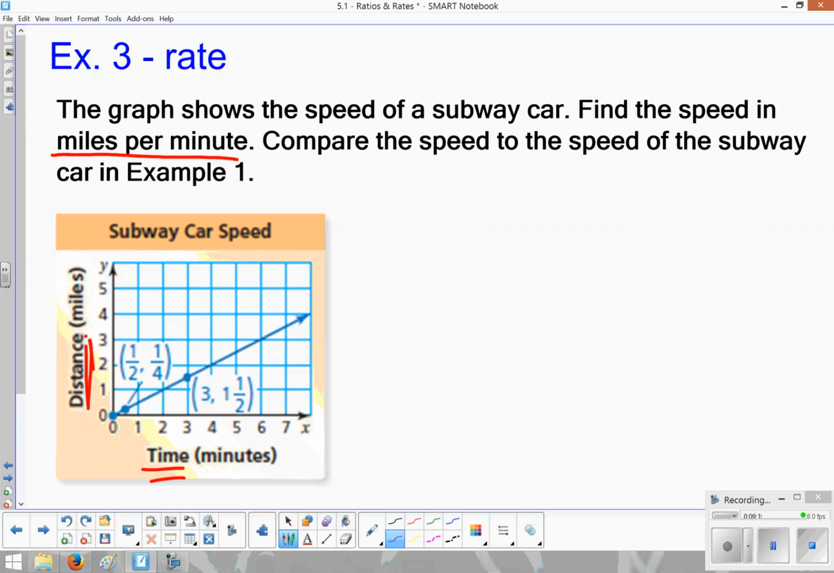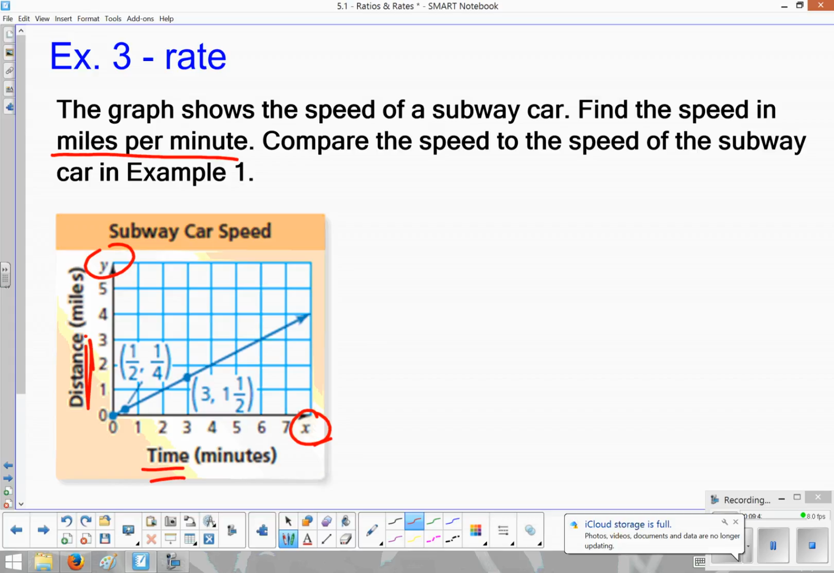Okay, so let's go ahead and study our graph. It looks like time is at the bottom, so that's represented by X. And then it looks like distance is going to be on the y-axis, so that's going to be y. And if you remember, when we're graphing, x comes first and then comes y. So I'm going to choose a point. It doesn't matter which point.